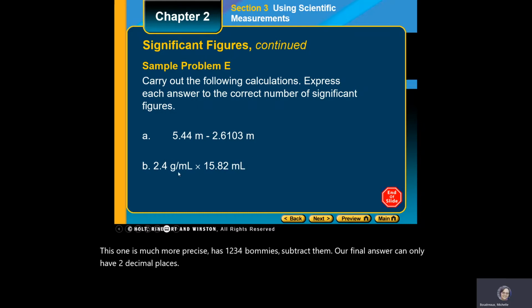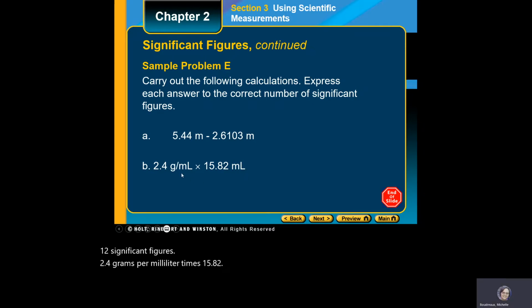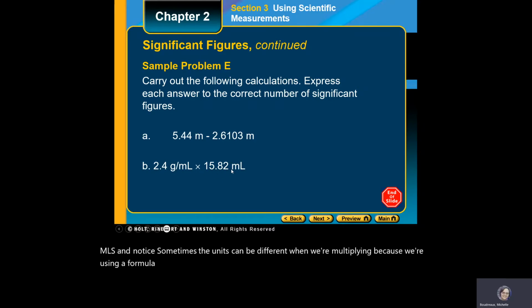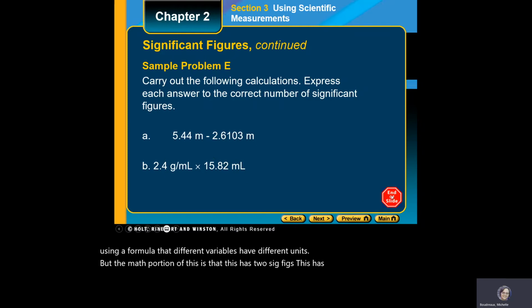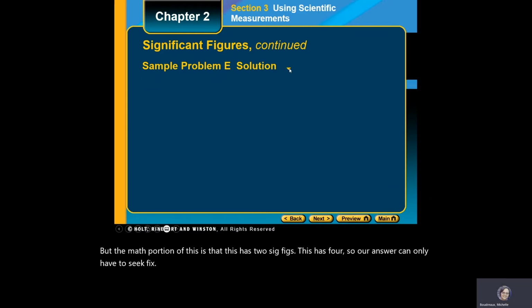Here, if we're multiplying, this number has 1, 2 significant figures, 2.4 grams per milliliter times 15.82 milliliters. And notice sometimes the units can be different when we're multiplying because we're using a formula. The different variables have different units. But the math portion of this is that this has 2 sig figs, this has 4, so our answer can only have 2 sig figs. Let's look at the solutions.